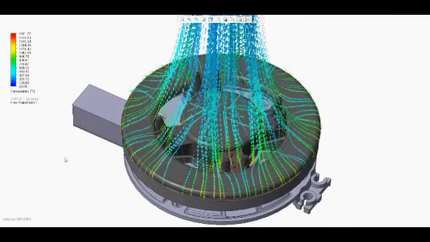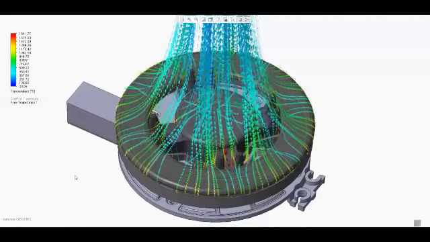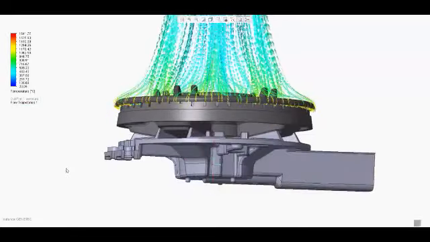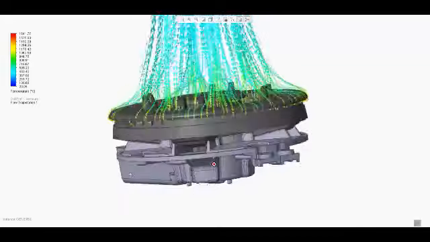FloEFD can be used to optimize the mixing and burning of fuels and oxidizers, all within your MCAD system, to determine the product performance before prototyping.